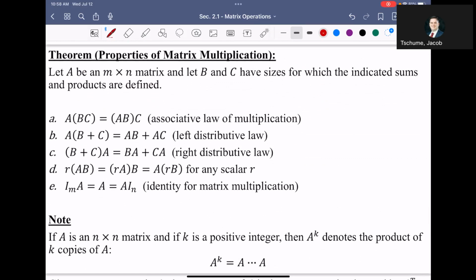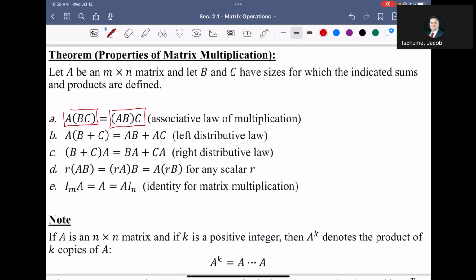So let's assume that A is an m by n matrix, and let B and C have sizes for which the indicated sums and products are defined. So once again, assuming everything works out. The associative law of multiplication says that if you want to multiply A times BC, this is equivalent to multiplying A and B together first and then multiplying by C. You probably remember this law from basic arithmetic in that it doesn't matter what order you multiply them in.